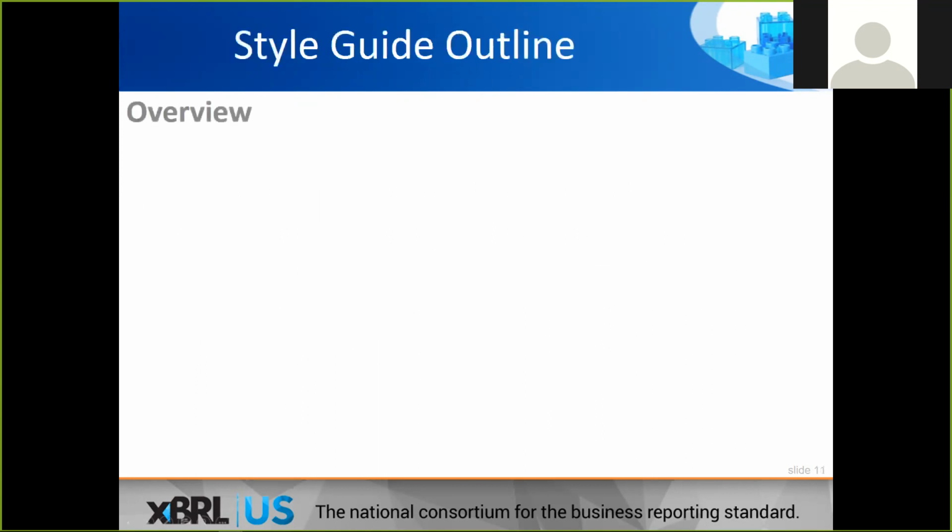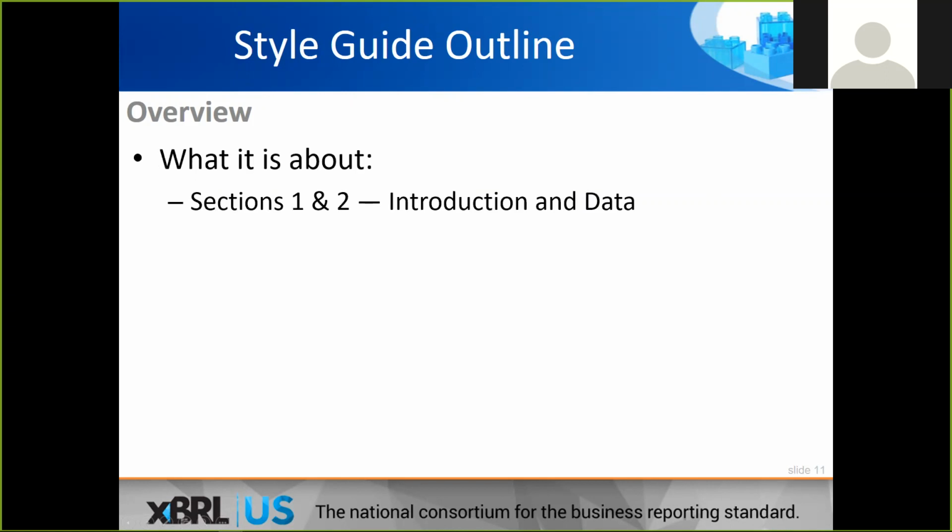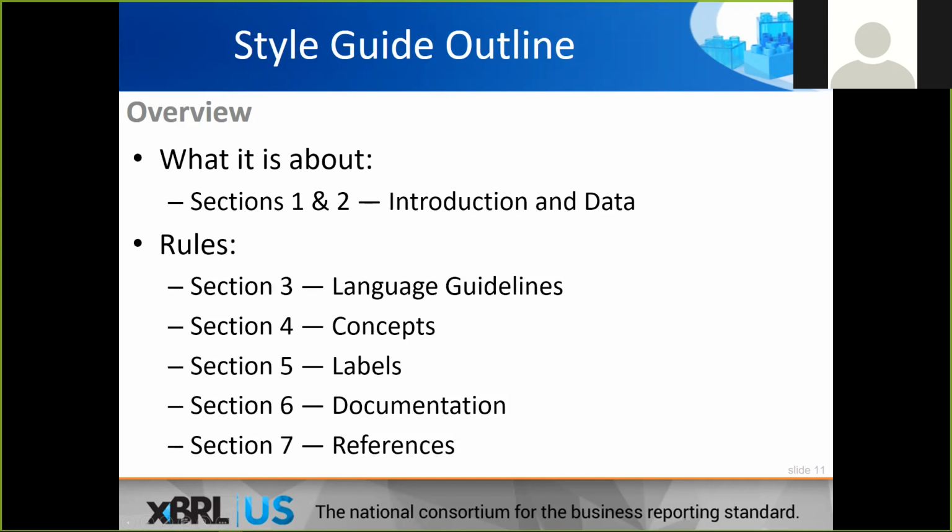So what we're going to do now is overview what's in the style guide, to give you a roadmap as you're looking at it to say, hey, what are these components and what may apply to me, or how can I contribute to this process? So basically there's two parts to this. The first is, what's this all about, which is sections 1 and 2. And then we have the rules, and that goes 3 to 7. That covers basic language things, concept names, also known as elements, labels, and then documentation, which of course is another label rule, and then the use of references.